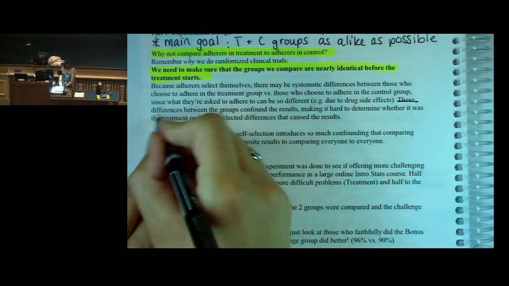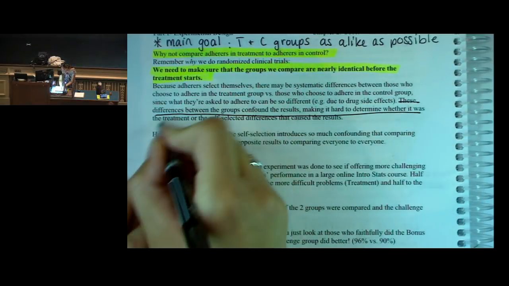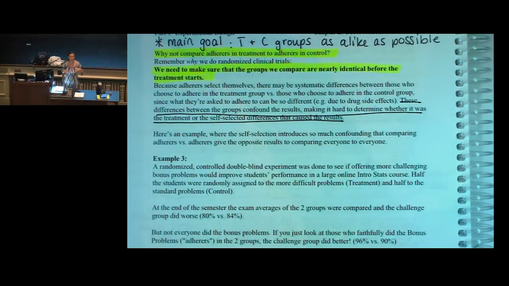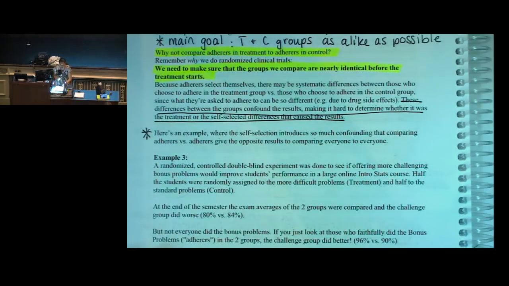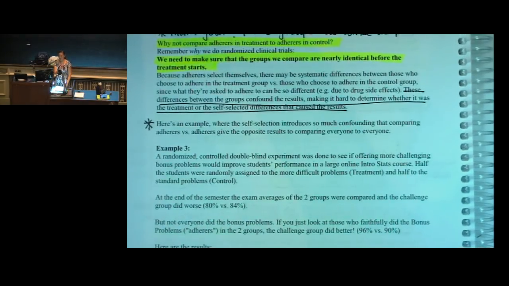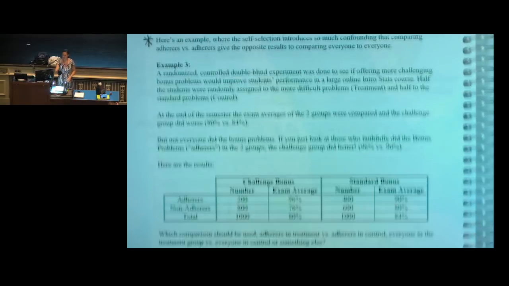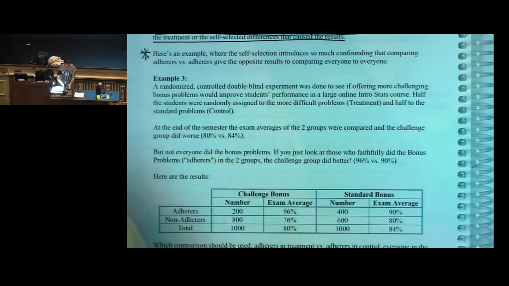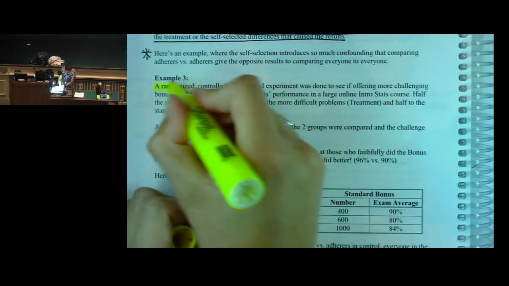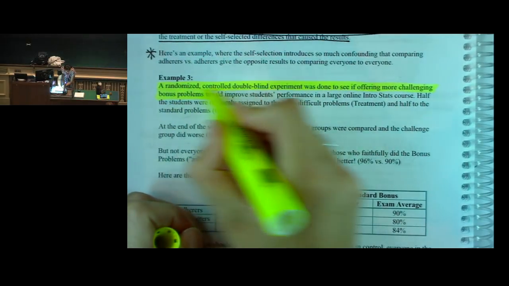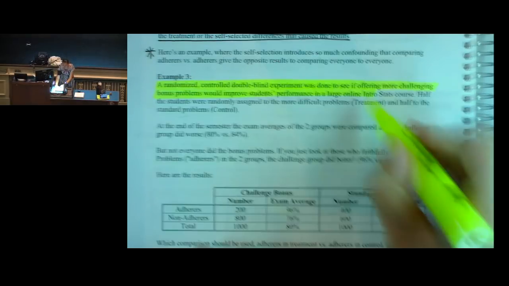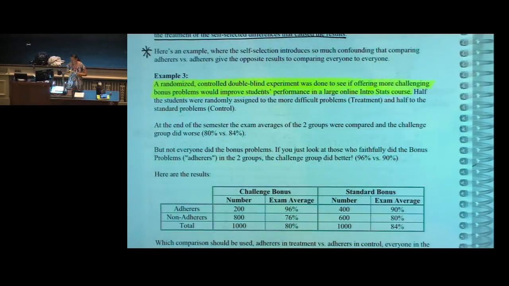All right? So again, if we look at that observational data, it's like we're changing our randomized controlled experiment into an observational study. We're adding potential confounders. So here's an example of where that happens. All right? This is a completely new example, number 3. It says a randomized controlled double-blind experiment was done to see if offering more challenging bonus problems would improve students' performance in a large intro stats class.